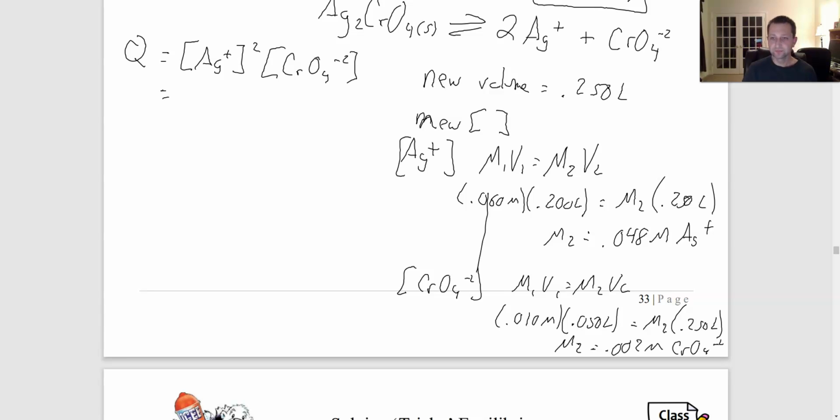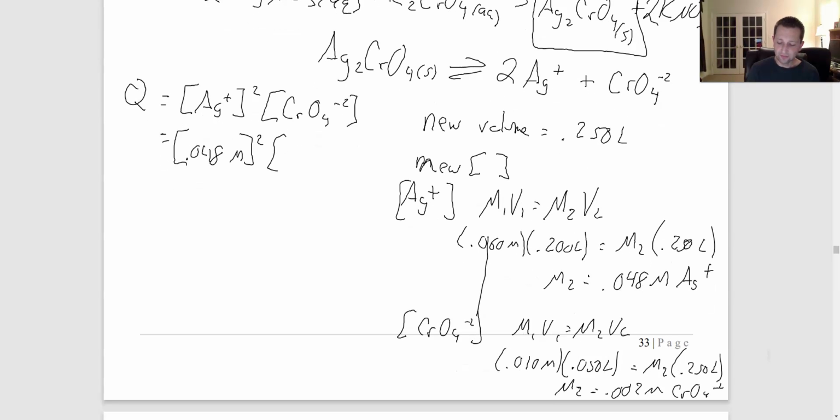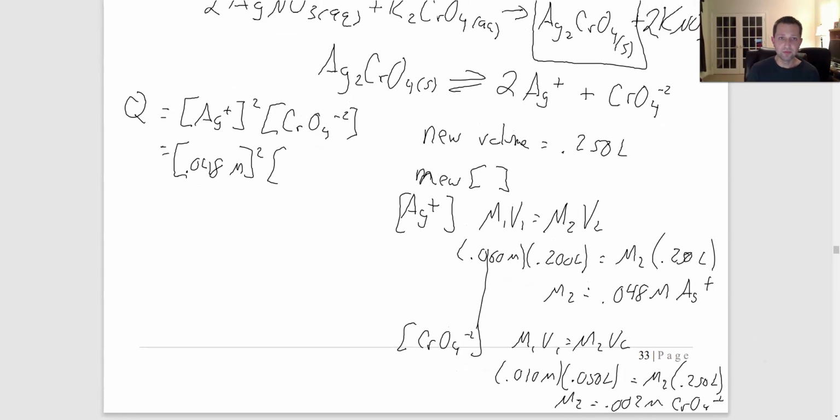CrO4 2-. So now, this is super easy, what we need to do is we found our new molarities of silver and chromate. All we have to do is plug them into our Q expression. So to find Q, we have our concentration of silver. We said our new concentration was 0.048 molar. Our new molarity of chromate was 0.002 molar.